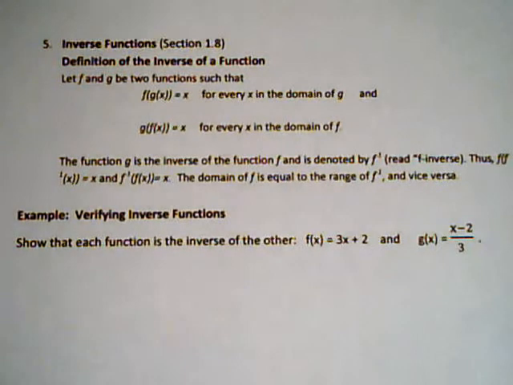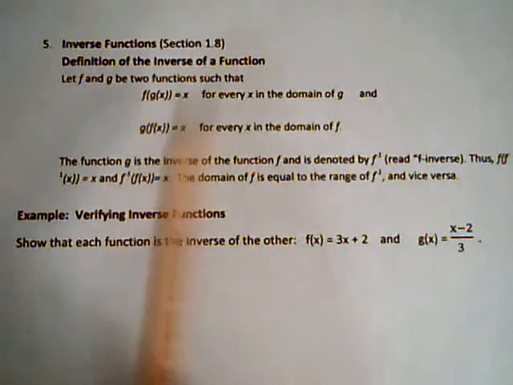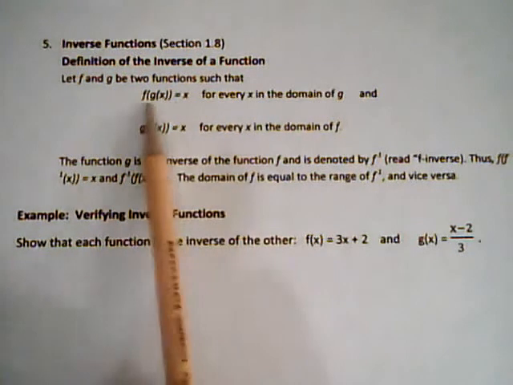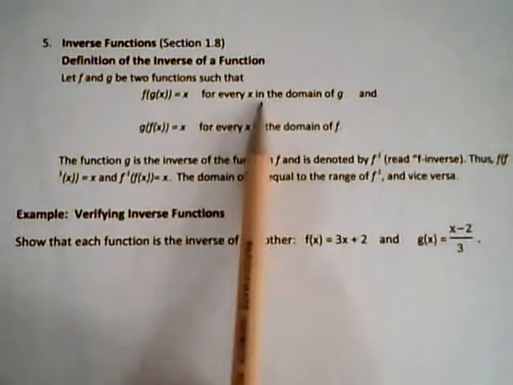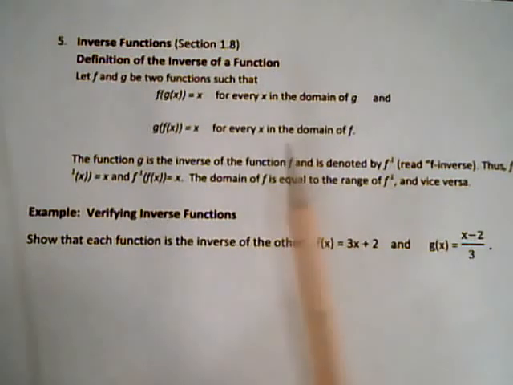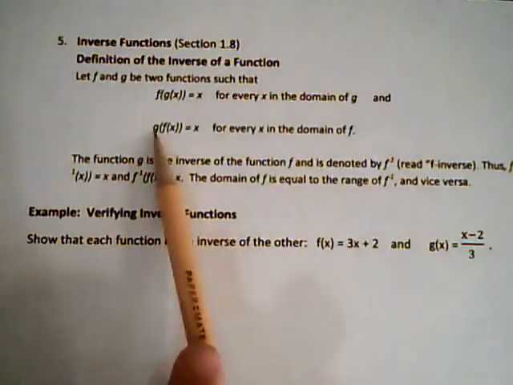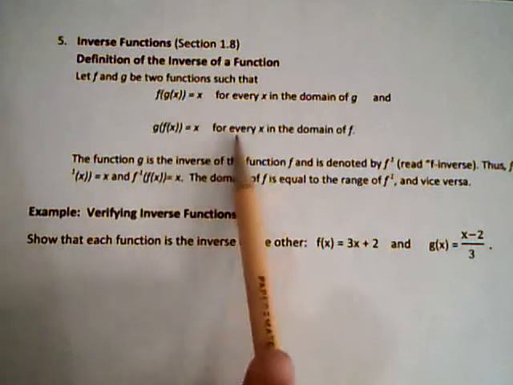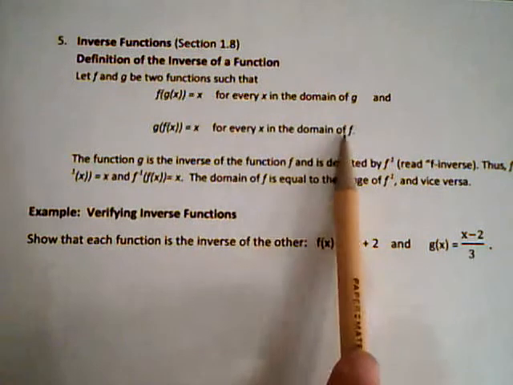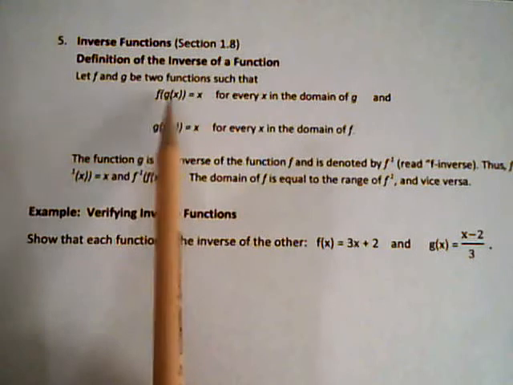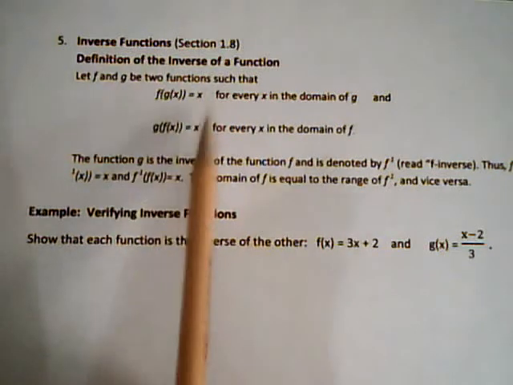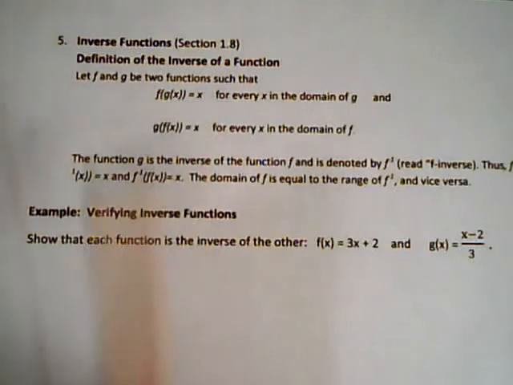Section 1.8 is on inverse functions. Let f and g be two functions such that f of g of x equals x for every x in the domain of g, and g of f of x equals x for every x in the domain of f. Okay, so that means if you can plug one function into the other and vice versa, and it equals x, then those two functions are inverses of each other.